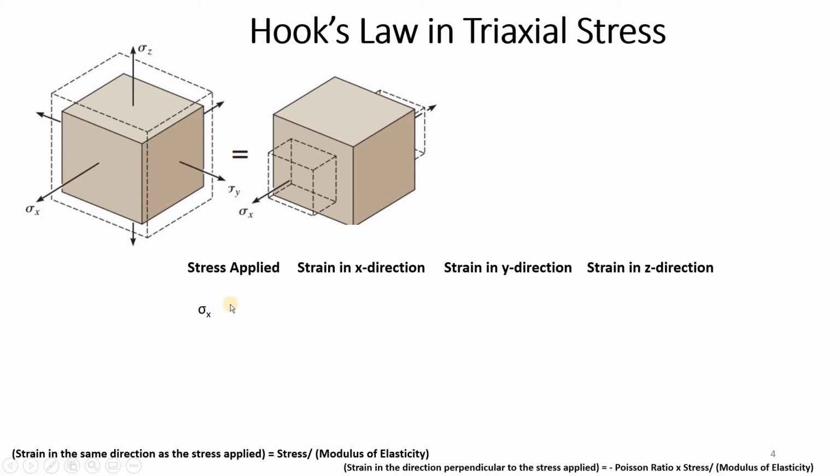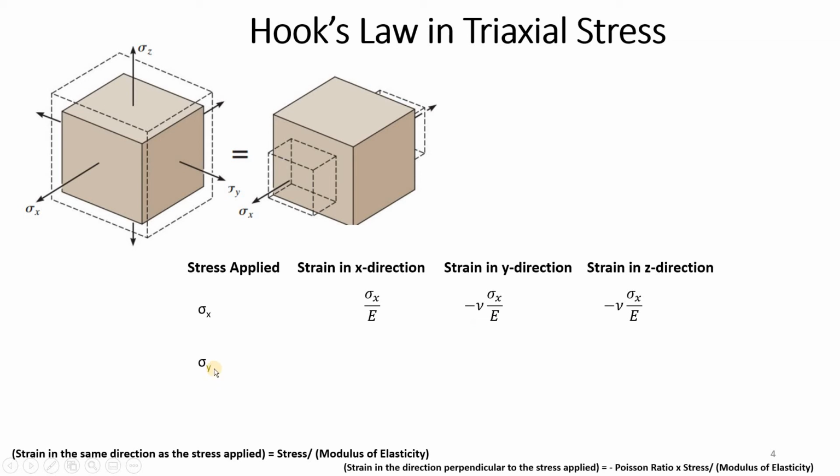So if the stress applied is in the x direction, sigma x, then the strain in the same direction, the strain in x direction, would be equal to simply stress over modulus of elasticity. So in this case it is sigma x divided by E, the modulus of elasticity. And strain in the other two directions, y and z, would be minus nu times sigma x over E. This nu is Poisson ratio.